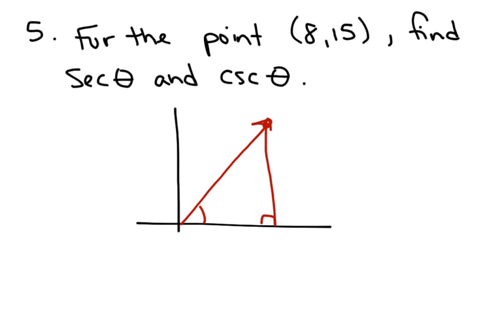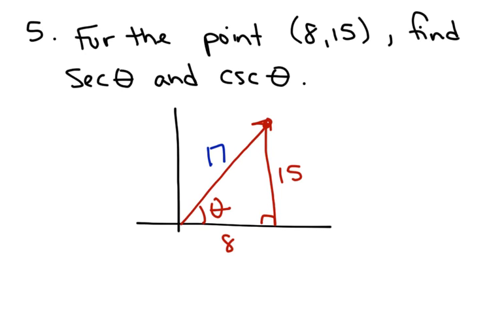So if I draw my right triangle in that quadrant, this length would be 8, because you would go from the origin 8 units to the right, and then you would go 15 units up. In order to find the secant and the cosecant, I need to find the hypotenuse. You can use the Pythagorean theorem, or if you know your triples, you'll know that this is 17.